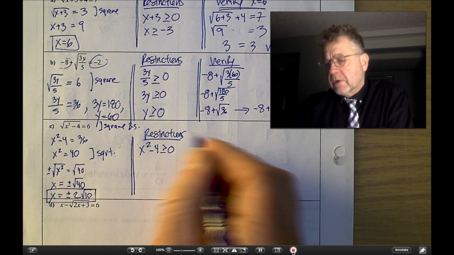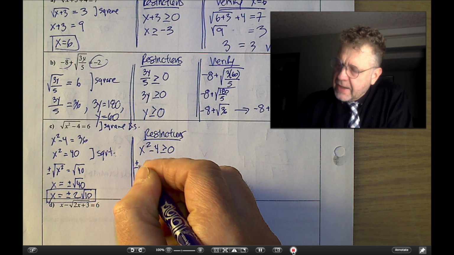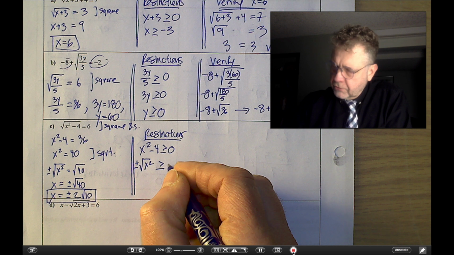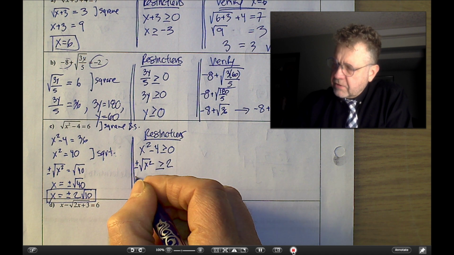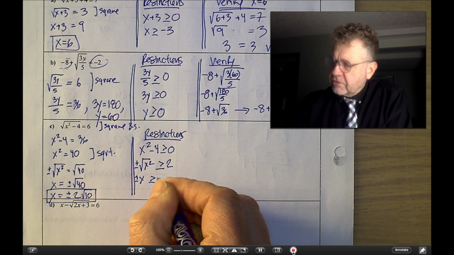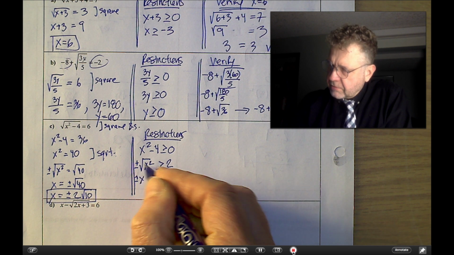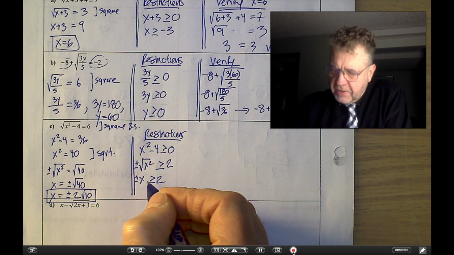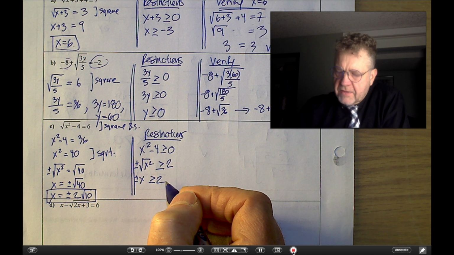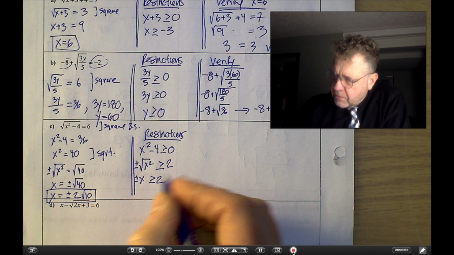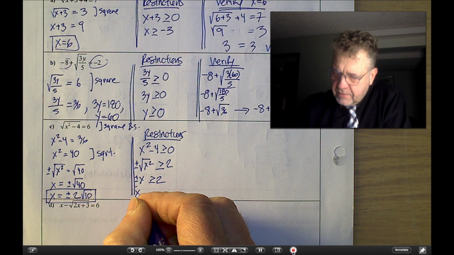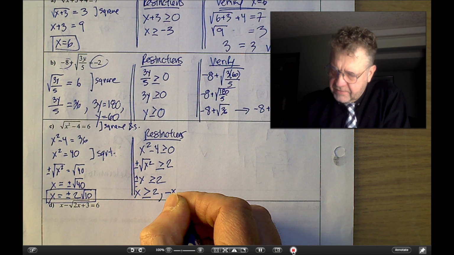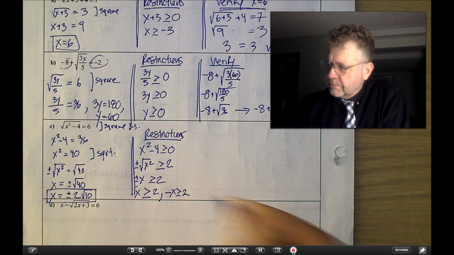And if I take the square root of both sides, then I get plus or minus the square root of x squared is greater than or equal to 2. In other words, plus or minus x is greater than or equal to 2, right? Because the square root of x squared is just x, but it's plus or minus x. So plus or minus x has to be greater than or equal to 2. In other words, x must be greater than or equal to 2, or negative x has to be greater than or equal to 2. All right?